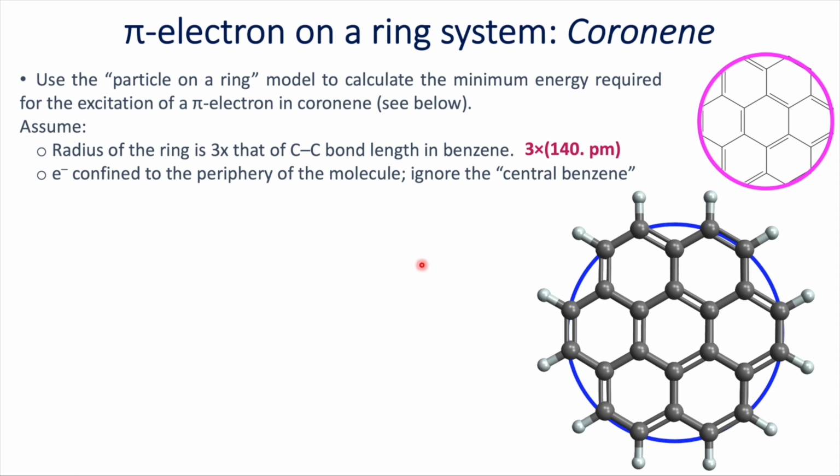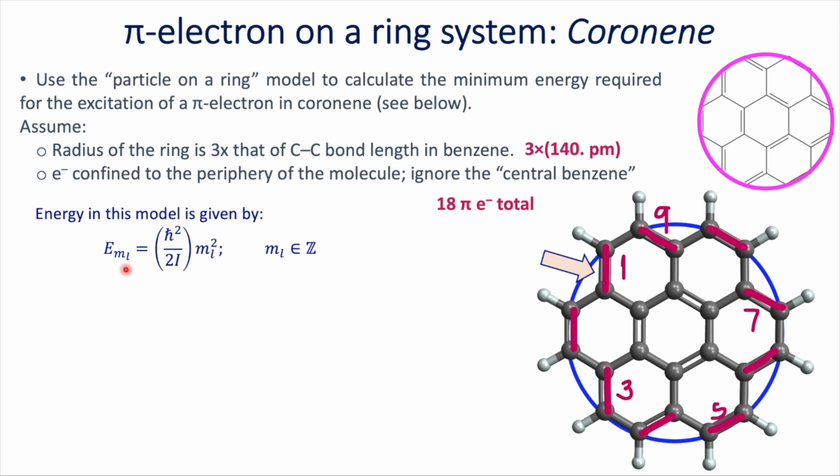So let's count the number of double bonds that we have. Let's go around that circle and count those double bonds: 1, 3, 5, 7, 9 double bonds. Since each one can have up to 2 electrons, that's going to give you a total of 18 electrons that are forming this pi system, where the energy is proportional to the principal quantum number squared.